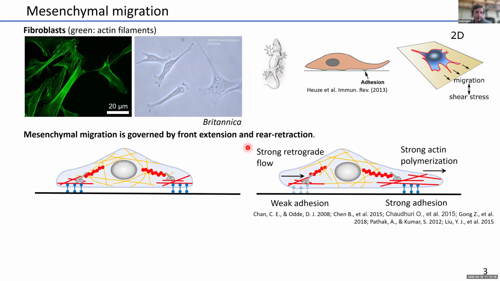If we just look at a cartoon view of how mesenchymal migration occurs, it's basically front extension and rear retraction. There's strong adhesion at the front, which is associated with strong actin polymerization. And then there's some strong retrograde flow at the back, associated with depolymerization of the actin at the back. This retrograde flow is also a result of weak adhesion between the back of the cell and the surface.